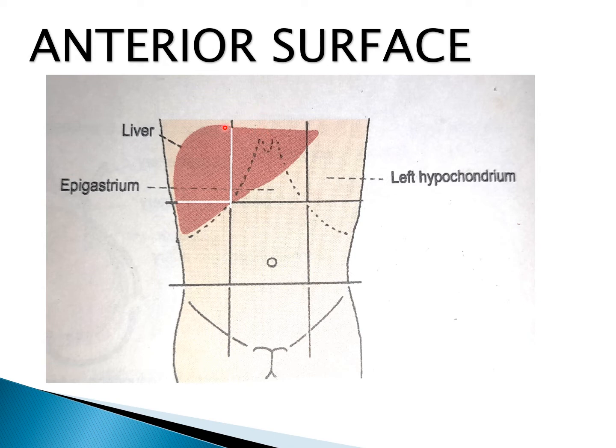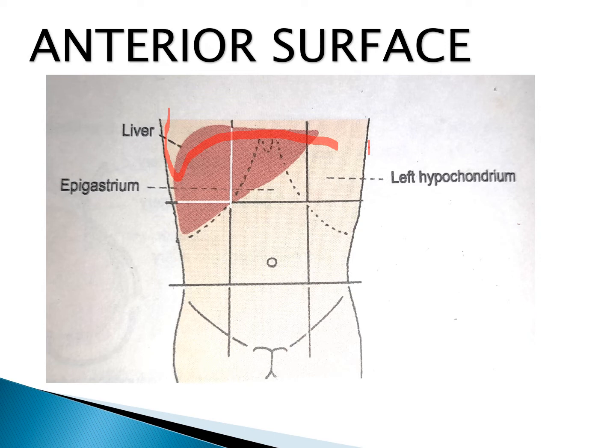Then the diaphragm on both sides. The diaphragm will not cover only the superior surface of the liver. It is going to cover this whole part like this, so it is going to cover the anterior surface also.